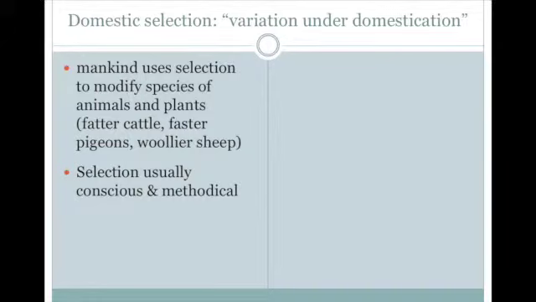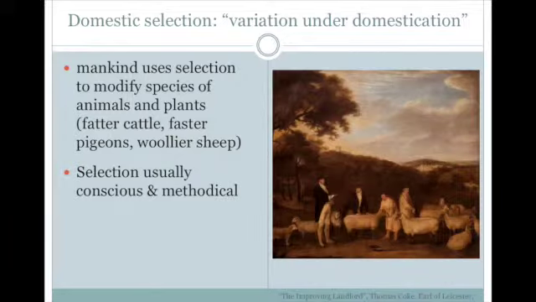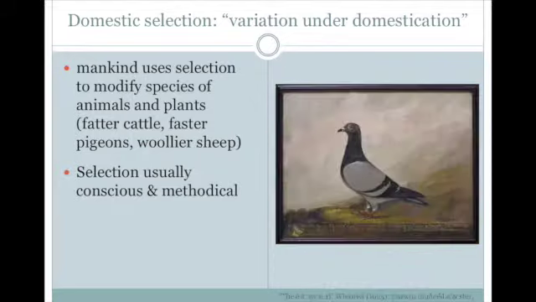Now, as he developed his theory, he was drawn more and more towards what human beings did in their interventions in the animal realm. He noted that mankind uses selection to modify species of animals and plants. So you get fatter cattle, faster pigeons, woollier sheep. Selection is usually conscious and methodical, as this illustration of the improving landlord during the 18th century, Thomas Cook, Earl of Leicester, who used selective breeding to increase wool and meat yields.